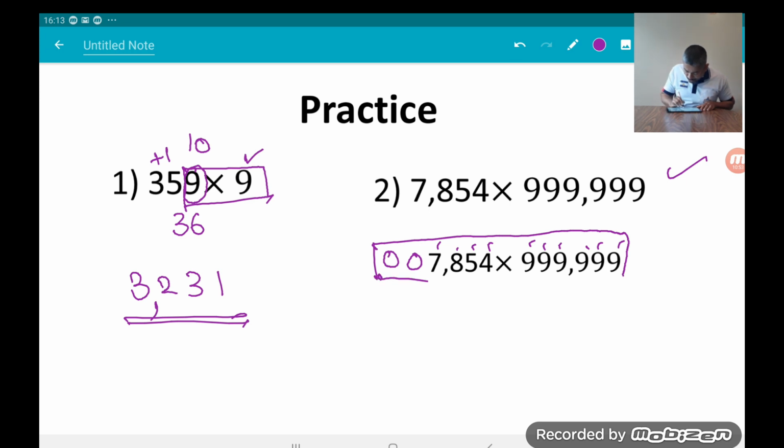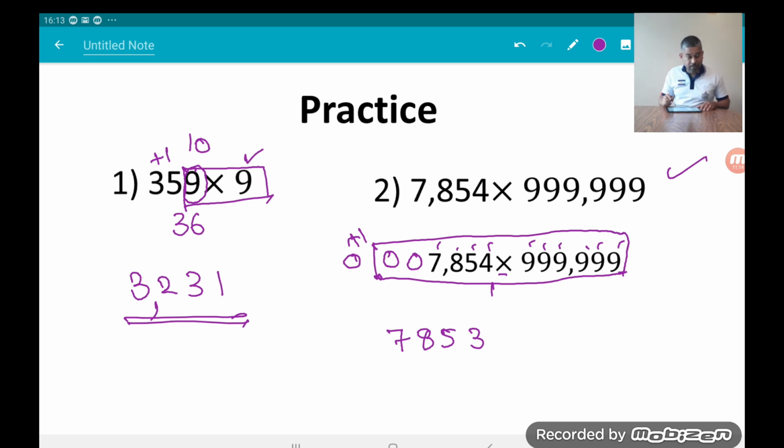What is the number we have to put outside the box? That's 0. What is the next step? Add 1. Then we subtract from the number. Am I right? So what is 0 plus 1? That's 1. So subtract from this one. What is the answer we will get? 7,853. We get like this.